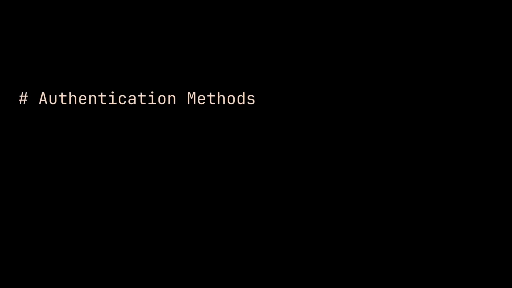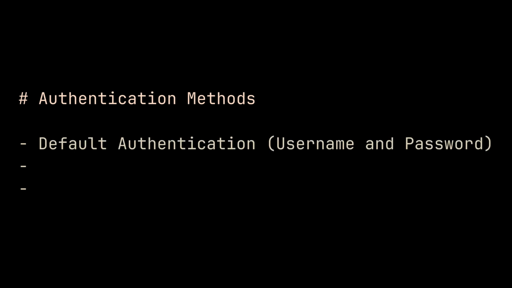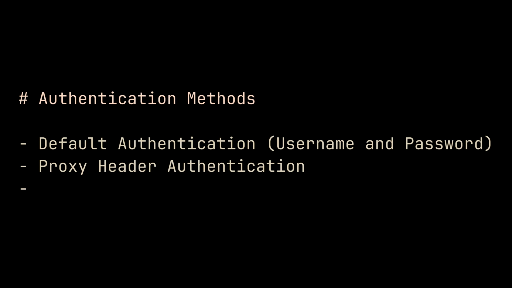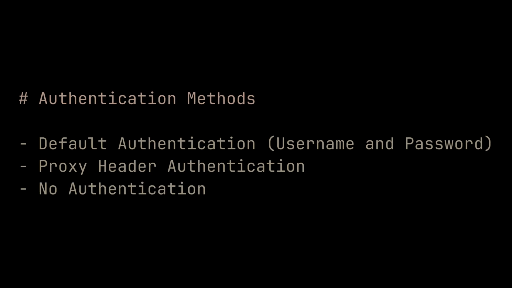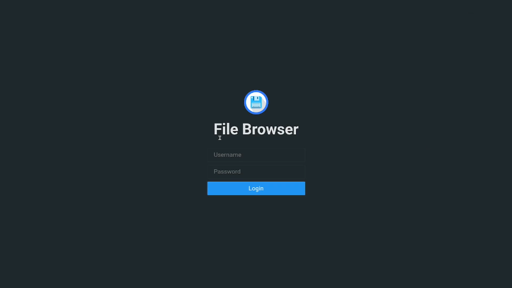Now let's talk about authentication. There are 3 authentication options available in Filebrowser: default authentication, proxy header authentication, and no authentication. The default one uses username and password for authenticating users. When Filebrowser is first installed, it will have a default admin user with username admin and password admin.